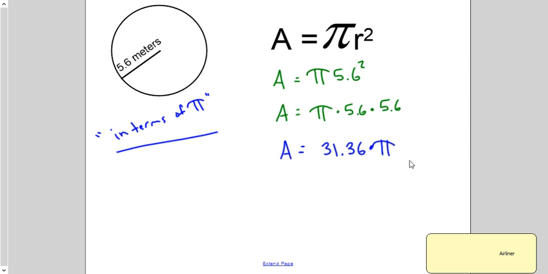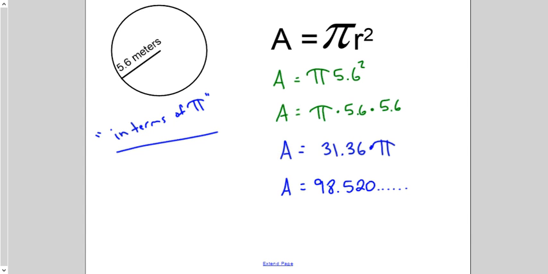I still want to take this on down because I know some people always have issues rounding even in 8th grade. So 31.36 times pi is 98.520, and it goes on and on and on, and I just want to round to the hundredth. So I use this third decimal place, the thousandths position, to round the hundredth position.